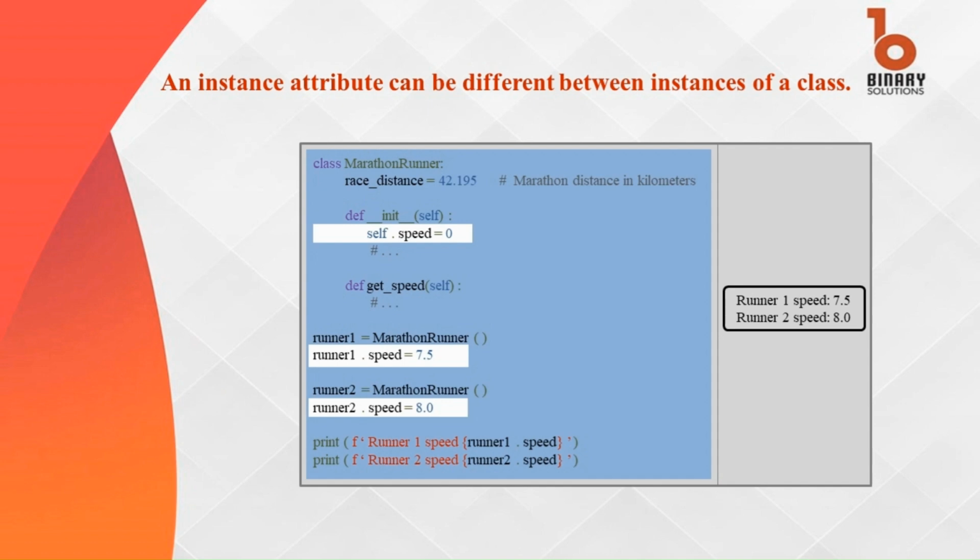In this case, runner1 and runner2 are created as separate instances of marathon runner. Their speed attributes are then individually assigned values of 7.5 and 8.0, respectively. When printed, these values reflect the distinct attributes of each instance, demonstrating that instance attributes are independent and can vary between objects while still maintaining access to shared class attributes.